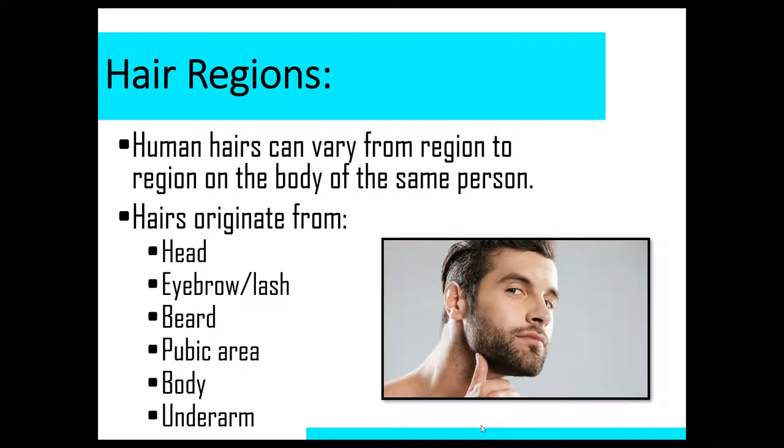So to get started, you need to know that hairs, human hairs, can vary from region to region on the body, even from the same person. So your head hair is not the same as your eyebrow hair, which is not the same as your underarm hair. So we have variations depending on where the hair is derived from. Hairs can also differ between humans and animals. We're going to look at that today, and then from human to human. So hairs can originate from the head, the eyebrows or eyelashes, those kind of classified together. You can have beard hair, pubic hair, body hair, underarm hair, and each of these hairs have their own characteristics.